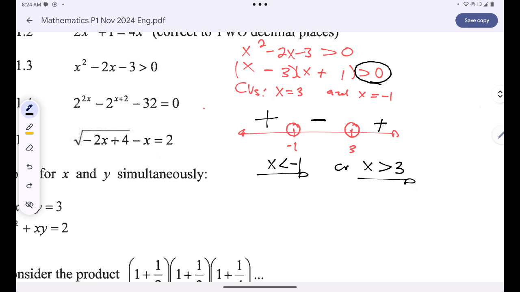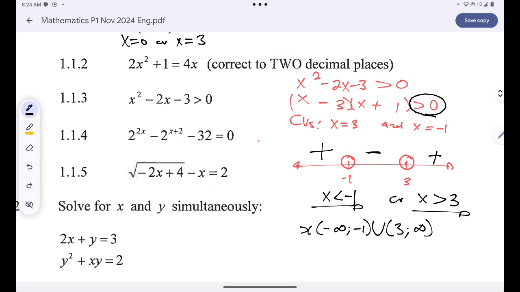But for those who prefer expressing their solutions in interval notation, the answer would have been x is an element of negative infinity to negative 1 or from 3 to positive infinity. That's how, guys, you're just supposed to express your solutions. So x is less than negative 1 or x is greater than 3. Or you can write it like that. There's nothing wrong.